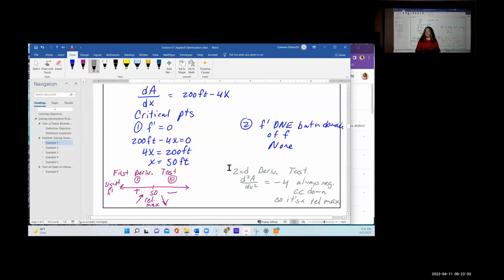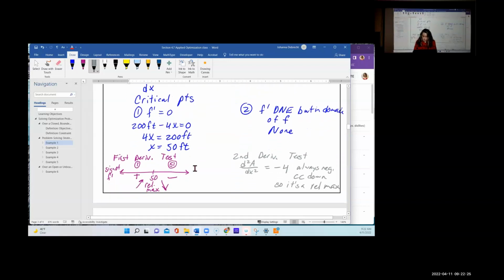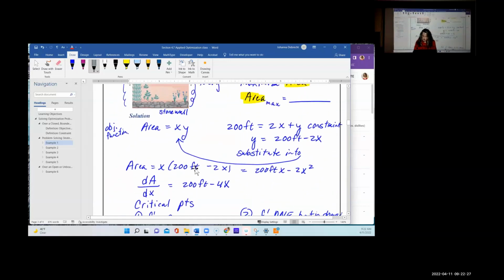Now, it only worked because it gave me a non-zero number. If it had given me 0, then I would have had to go back and do the first method again. So I like the second derivative test for optimization problems. Now, that gives us just the value of x at the relative maximum. It does not give us the value of A.